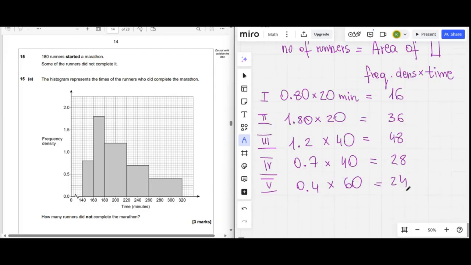Okay, let's add them together: 24, 16, 36, 48, and 28, being 152. So the histogram shows us 152 people, while 180 started the marathon, so the remaining part would be those who did not complete. So 28. Yes.